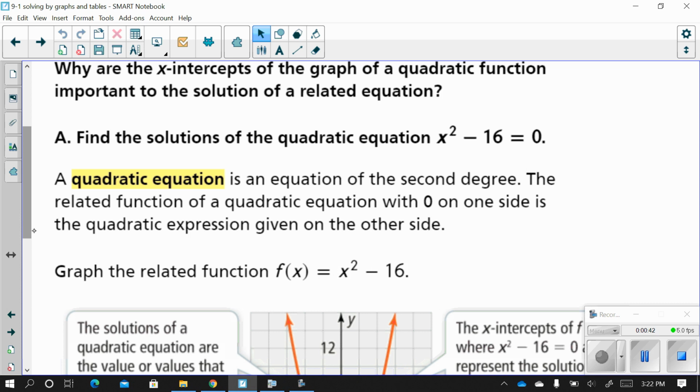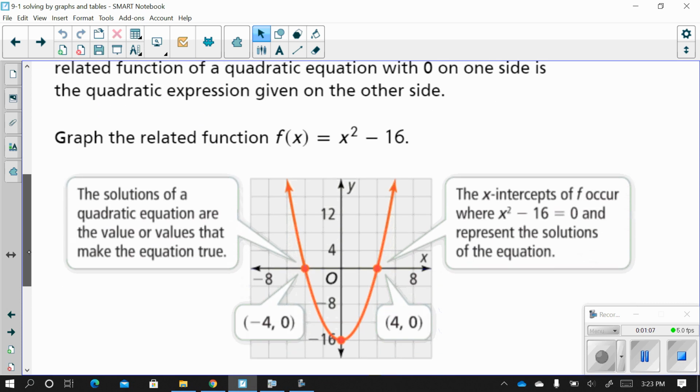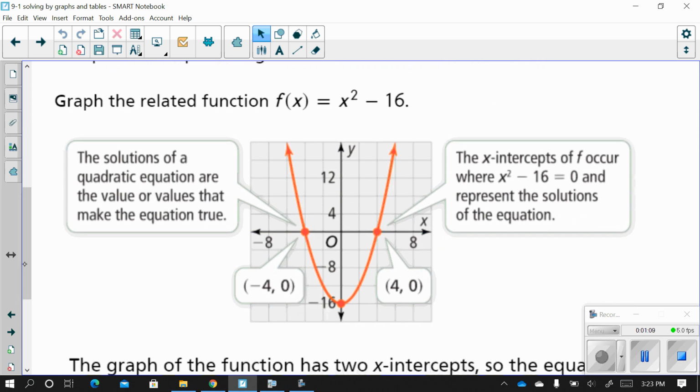The related function of a quadratic equation with 0 on one side is the quadratic expression given on the other side. Basically, if you see x squared minus 16 equals 0, that's just like the graph y equals x squared minus 16, or f of x equals x squared minus 16. So to find our solutions, we can just graph y equals x squared minus 16. Okay, so here it is. I'll show you how to do this in just a second.